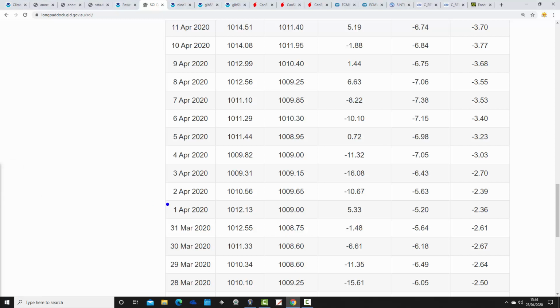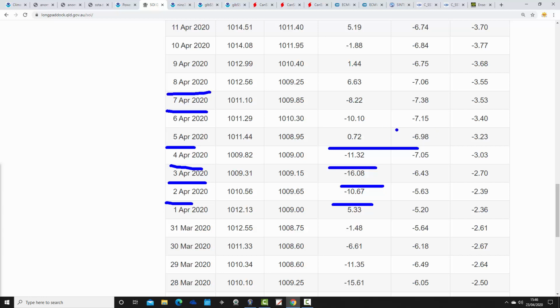But anyway, we come to the 1st of April just here, and we have an SOI number of plus 5.33. Weakly La Nina type setup in the atmosphere. However, the 2nd and the 3rd of April go down to minus 10, minus 16, and the 4th of April goes down to minus 11. That's the atmospheric setup, quite strongly reflective of an El Nino.